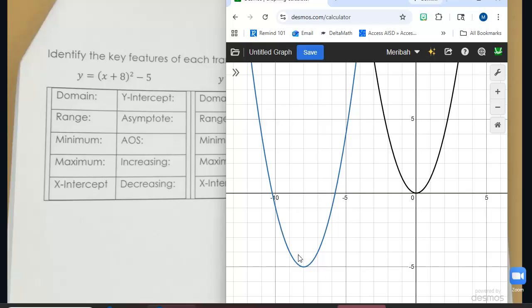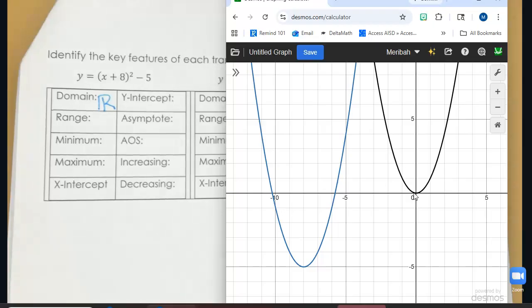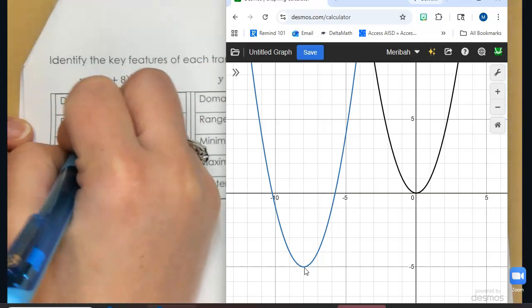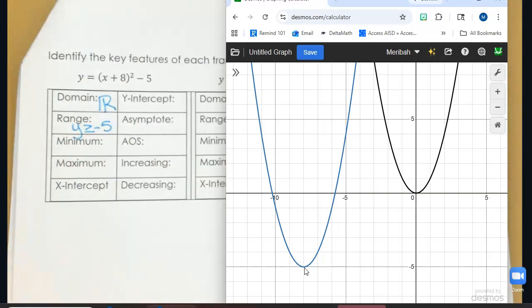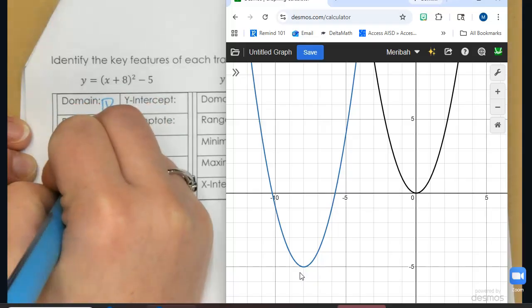So the domain for this one is still all real numbers. But my range, my y value, now no longer starts at 0. It starts down here at -5 and does go positive. So my range is all values greater than or equal to -5. We still have a minimum because our parabola is opening up, but that minimum y value is now -5, and we don't have a maximum.